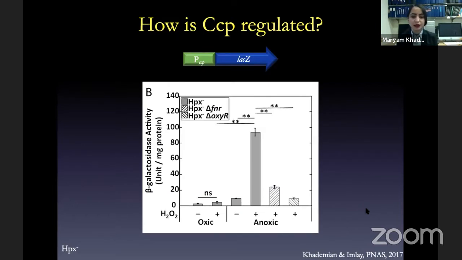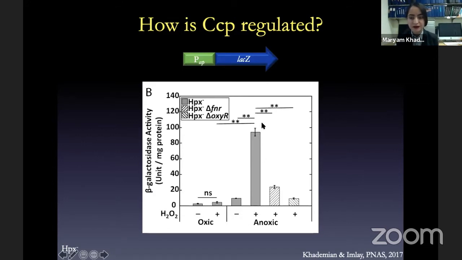And you can see here that if I grow the cells in oxic environments, just in normal air, it doesn't matter if I add hydrogen peroxide or not, I do not see much expression from this enzyme. If I grow the cells in anoxic environments without hydrogen peroxide, I just see a little bit of expression. And the highest level of expression is seen in anoxic conditions in presence of hydrogen peroxide.